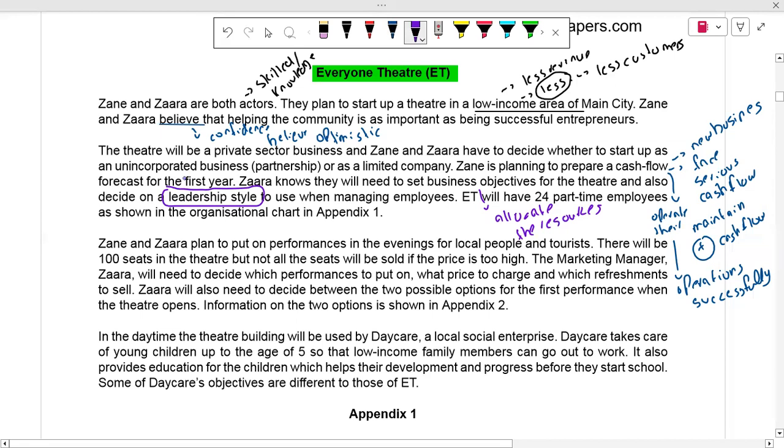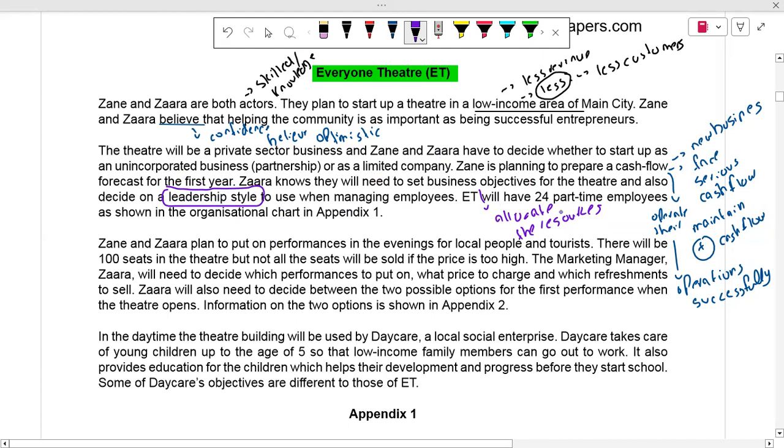Because if they don't adopt a better leadership style, it means that at the start of the business they have to recruit workers again and again. The hiring cost will be high and different things will happen. So it means that keeping the labor turnover low at the start of the business is very crucial. So that's the reason that they have to choose a perfect leadership style.